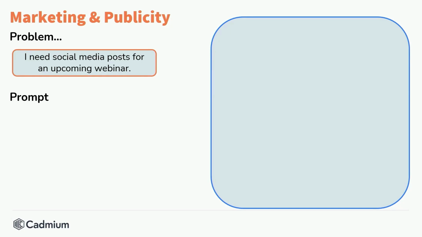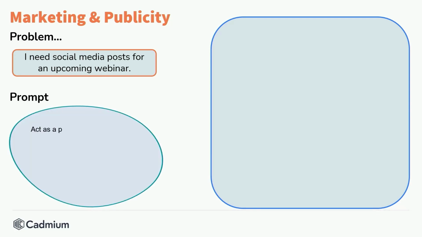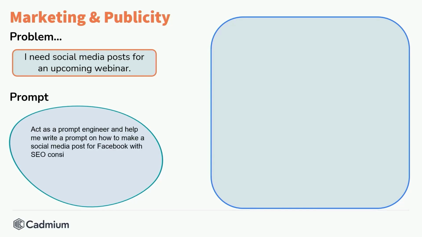And we'll start with social media. So I need a social media post for an upcoming webinar. Now, as you've learned, oh, actually, this is different. So here, I'm going to start with this prompt. Act as a prompt engineer and help me write a prompt on how to make social media posts for Facebook with SEO considerations in mind. Tell me what you need to know to provide the post image and description.